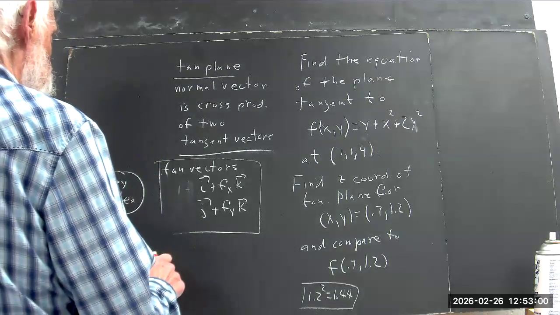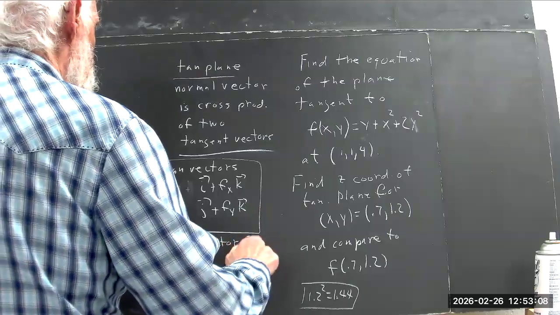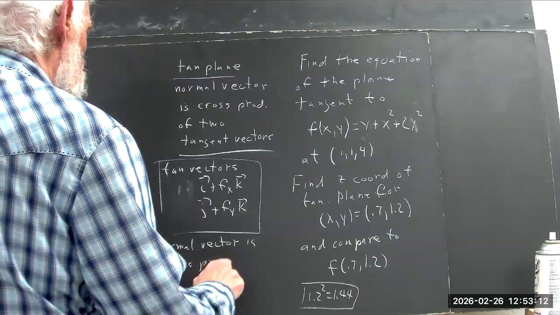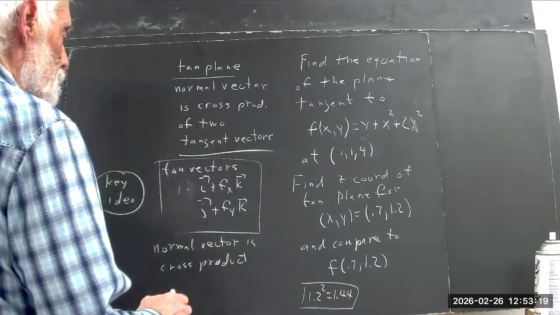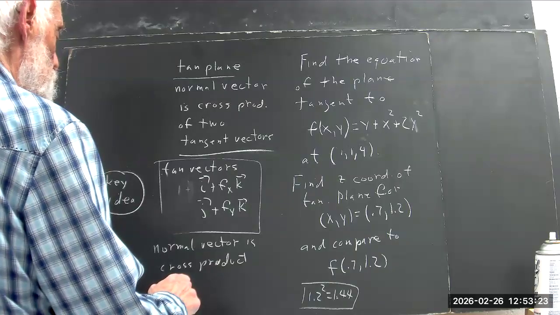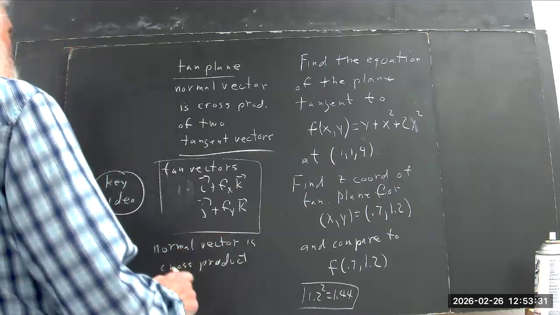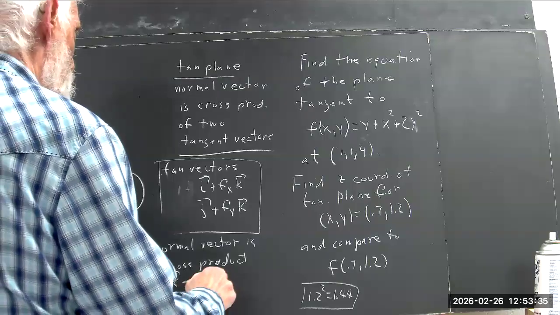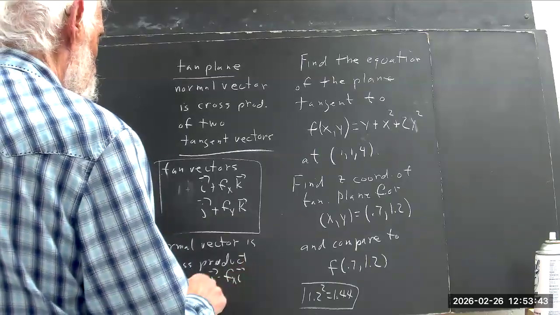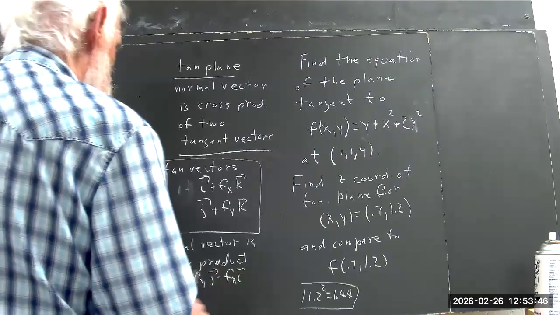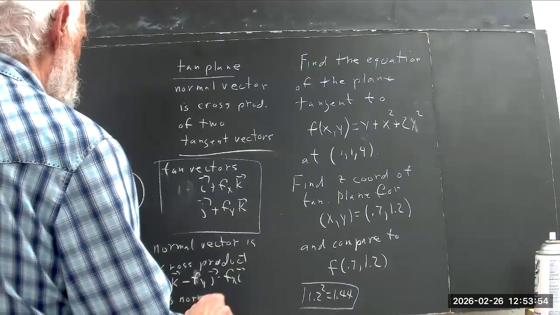So the normal vector is the cross product. i cross j is k. i cross k is negative j. j cross k is negative i. That's the normal.